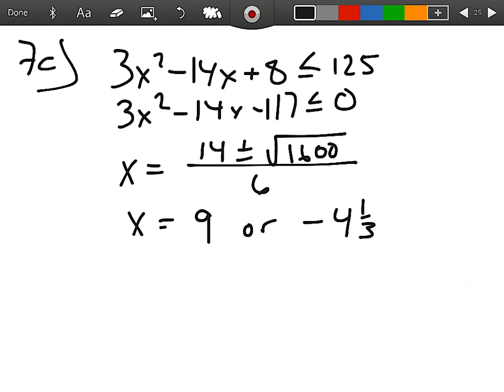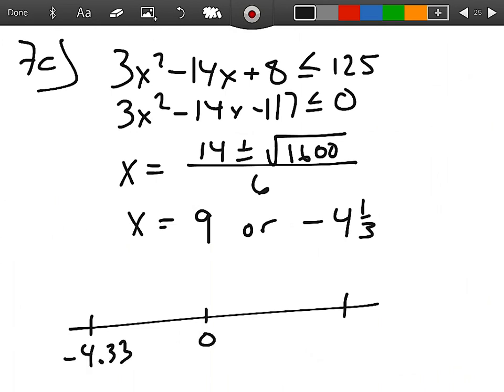And then its function would be negative 4.33, 0, and 9. And you're going to be inclusive here, and you're going to be between these 2 points. So outside of the 2 points, your function doesn't exist. It exists inside these 2 points.